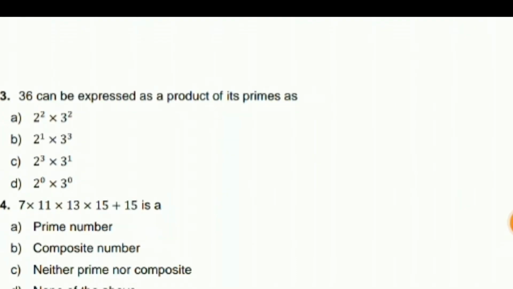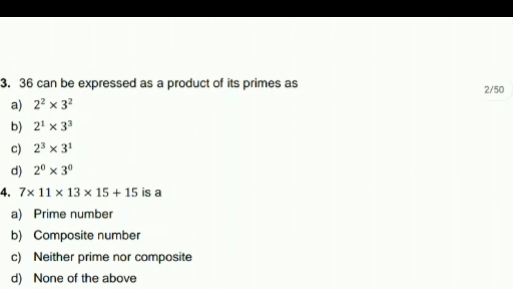Okay. 36 can be expressed as the product of its primes as. So this is also very easy. You just need to prime factorize it. You know how to do prime factorization. I assume that you all know how to do prime factorization. You are learning it from class 5. So you just need to simply factorize it. 36. So 36 is 4 into 9, and 4 can be expressed as 2 square, and 9 can be expressed as 3 square. So it's simply 2 square into 3 square. 2 to the power 2 into 3 to the power 2.